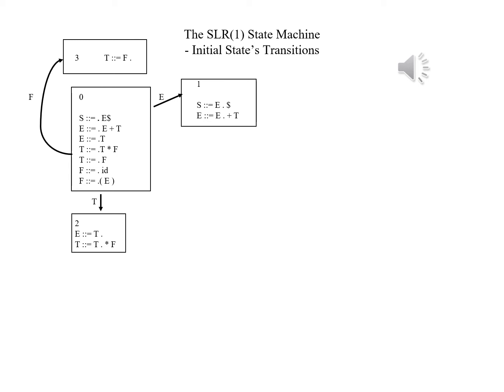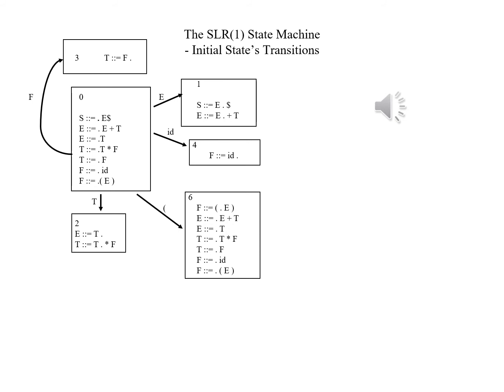Now we also have a transition past F. Before we had T derives dot F. On F, we traverse to state 3 where we have T derives F dot, another final state. From state 0, there is a transition on identifier. We go from state 0 where we have F derives dot identifier to state 4, F derives identifier dot, another final state. There is one remaining transition from the initial state we haven't covered.